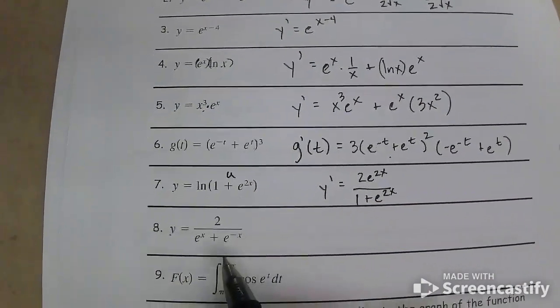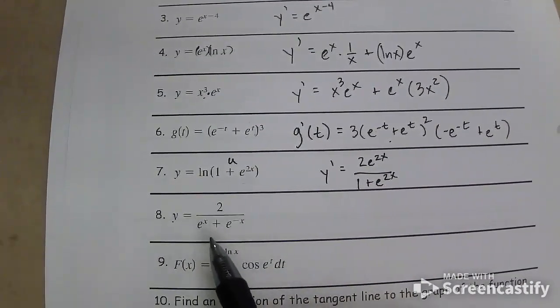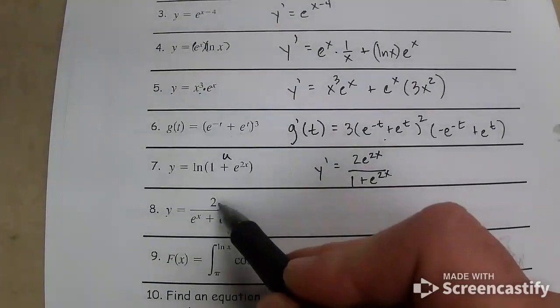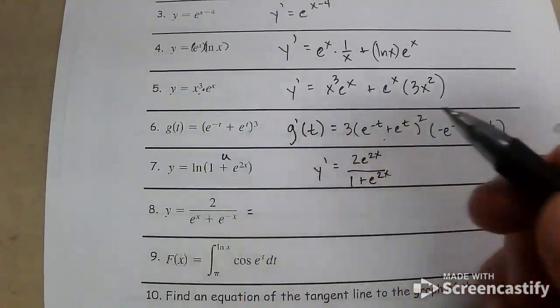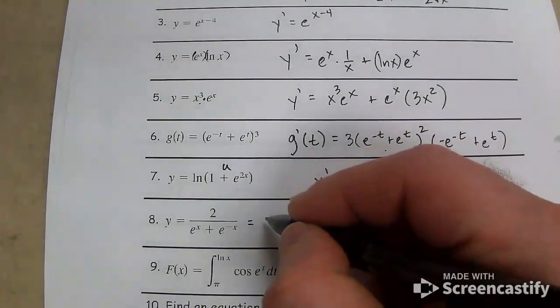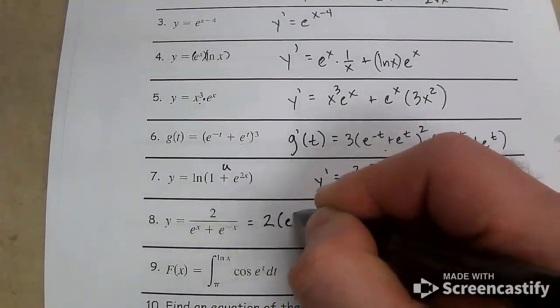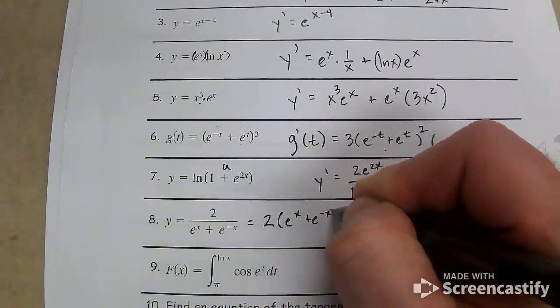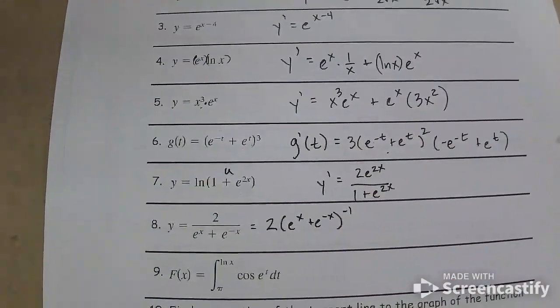Okay. For this one, some of you might look at this and say, oh, yeah, that's a quotient rule. And I'm like, but do we really have to use a quotient rule? To me, it's going to be very similar to this problem up here. I'm going to take this and rewrite it as e to the x plus e to the negative x, all to the negative 1.